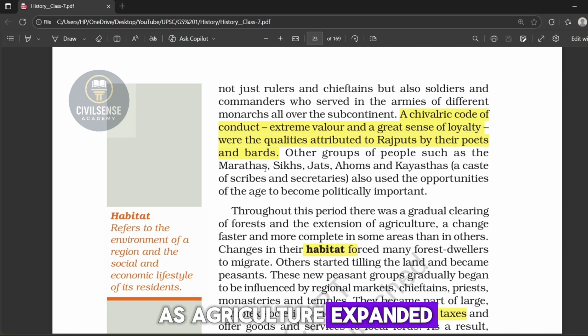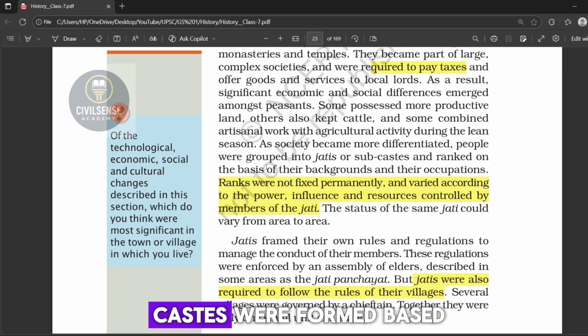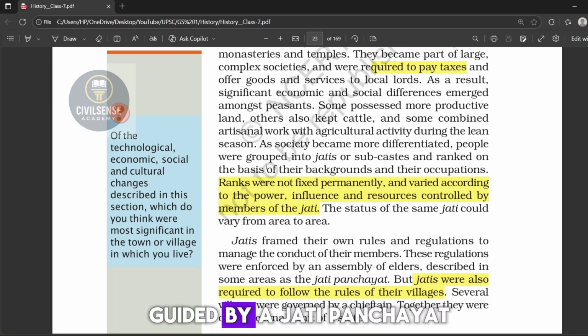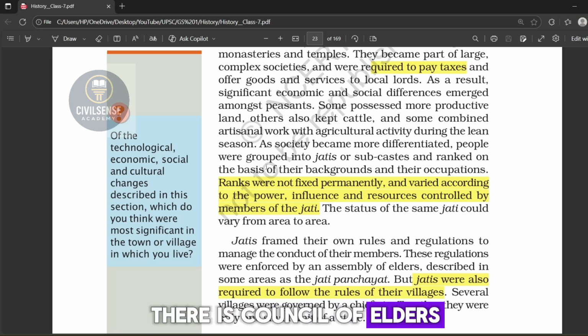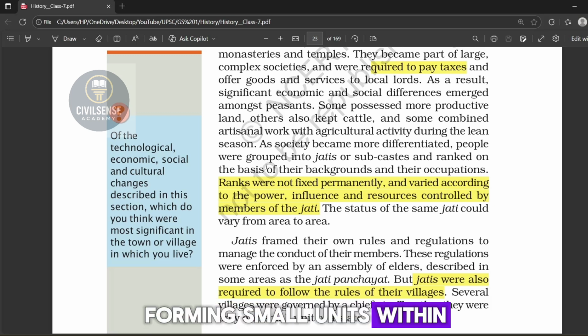As agriculture expanded, forests were cleared and many forest dwellers became peasants. New jatis or subcastes were formed based on occupation. Each jati made its own rules, often guided by a jati panchayat, that is a council of elders. These villages were then ruled by local chieftains, forming small units within large states.